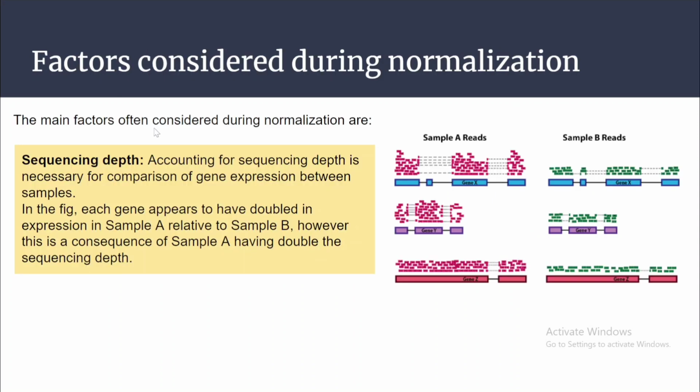So what are the factors that we should consider during normalization? The main factors often considered are, first, the sequencing depth. In this example, you can see each gene's expression is doubled in sample A compared with sample B. This is not because the genes in this sample show high expression, but because of the sequencing depth. These genes are sequenced two times as much as in sample B. That's why they have more reads.